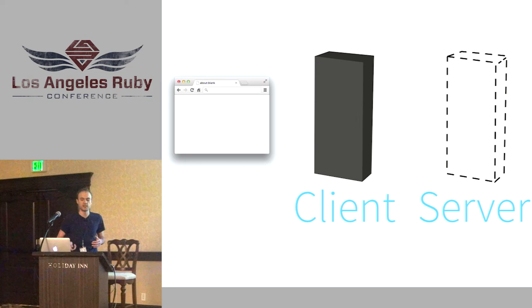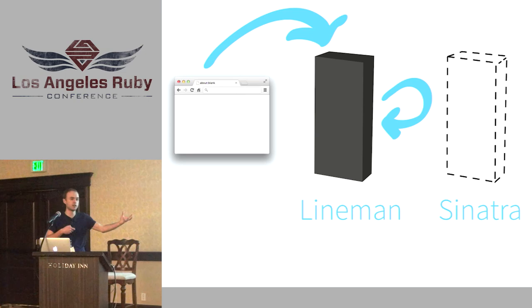In this case, your browser would talk to Lineman. Lineman would pretend it's calling off to the API, but instead stub it back, and then respond back to the browser. Everything is invisible to you as a user in your development environment. And that looks a little something like this.